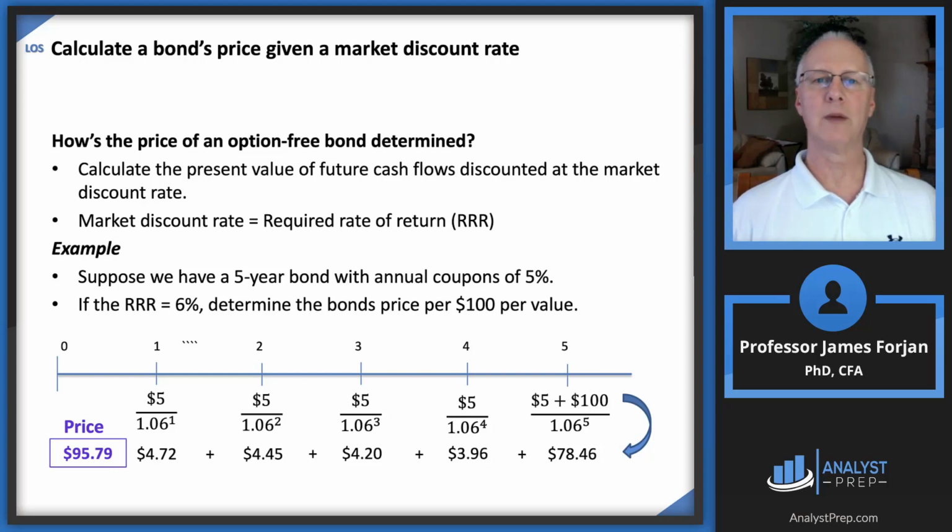Now the reading talks about an option-free bond, and that's important. An option-free bond is one that does not have an embedded option inside of the prospectus. In other words, the explicit promise of interest and principal is explicit. There are no contingencies. And we'll talk at length about bonds that have embedded options during some other reading, and particularly in level 2.